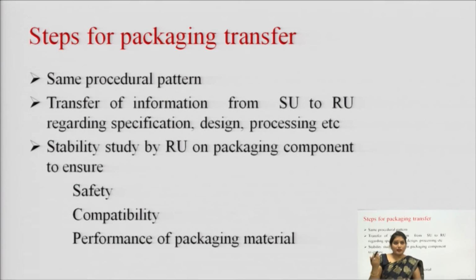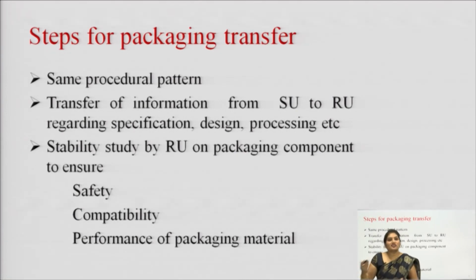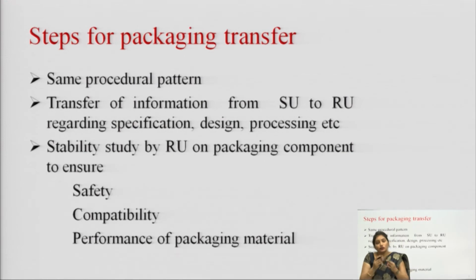Okay. And the receiving unit will get the information about the specifications of packaging material. Okay. About the processing of packaging material, how we have to process for the packaging of the product. Okay. And after getting this information from the sending unit, the receiving unit will review the information and check whether all the facilities and all the ingredients are available or not. It will check its capability for the requirements of all these types of ingredients.